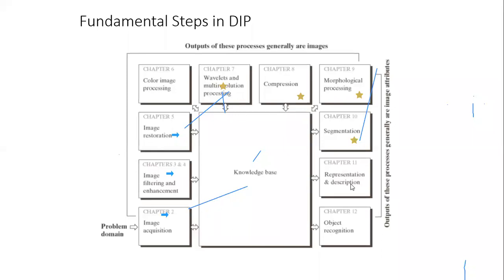Next, representation and description. And the last one is object recognition. What is object recognition? For example, in previous slides I showed you a car moving at a very high rate, so we can extract the number plate from it, and detect that a car is moving. Some objects we can detect automatically, and those are called object detection parts. So this is about the entire set of fundamental steps present in image processing.